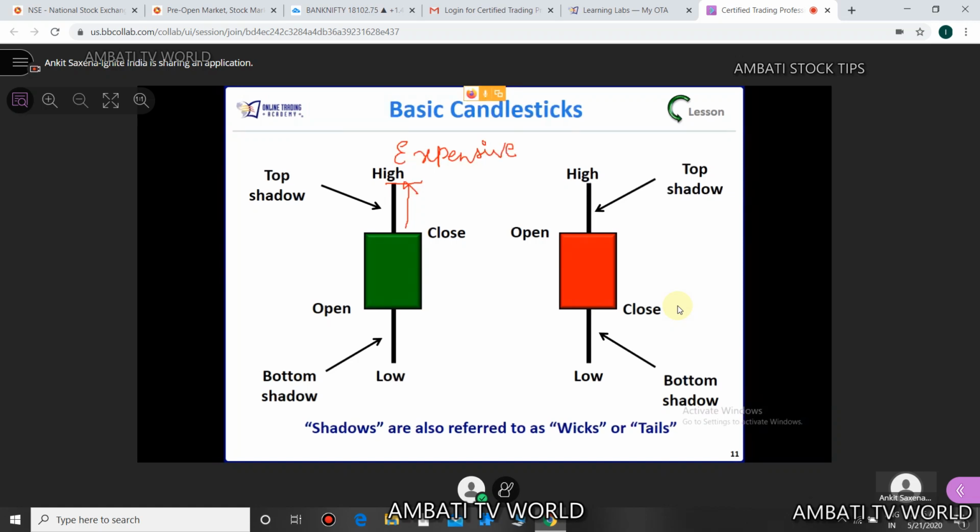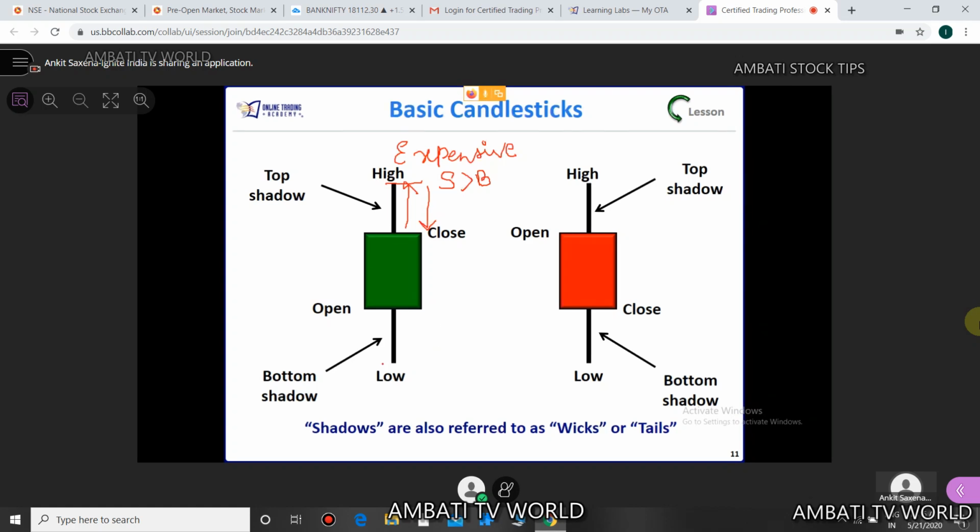It's an expensive price here. So when the prices are expensive, what will the sellers do? The sellers will try to sell here, isn't it? The sellers will try to sell at an expensive price. Now here the sellers will be more than the number of buyers, and what will happen? The price will not sustain at an expensive rate and the price will go down.